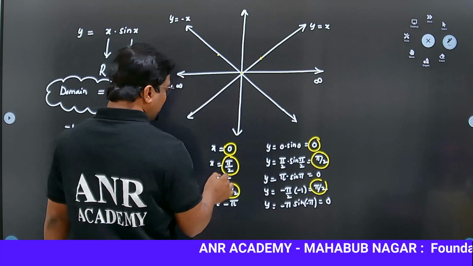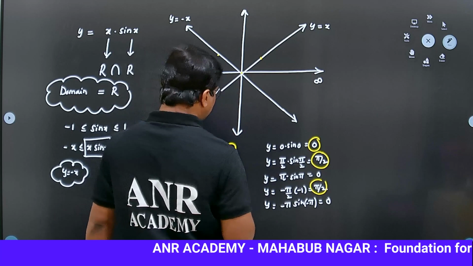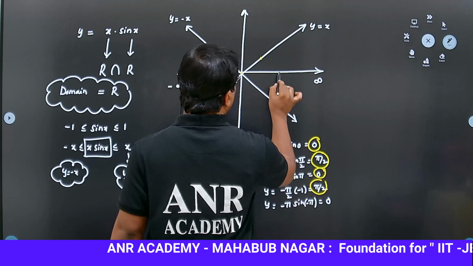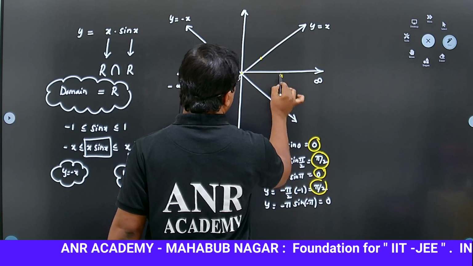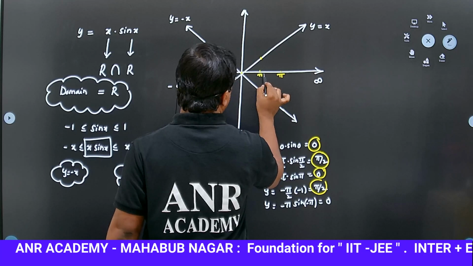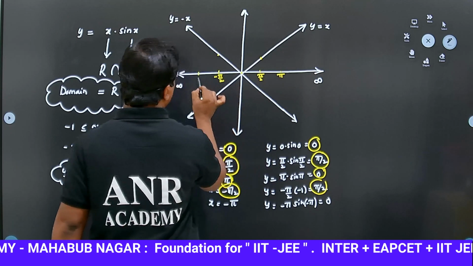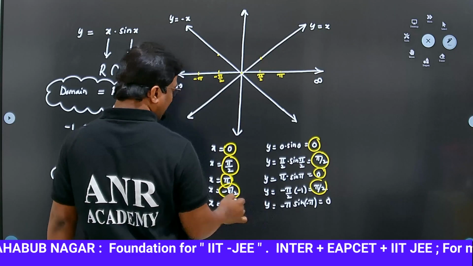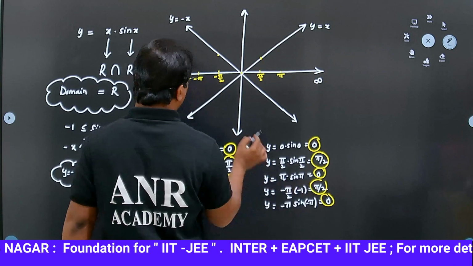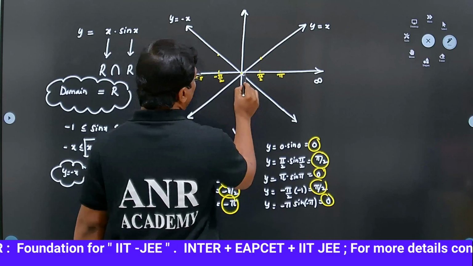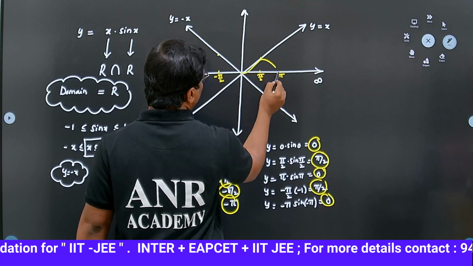Next, if you put x value pi, it is 0 again. Here, suppose it is (pi, 0), (pi by 2, pi by 2), the same. Here it is of minus pi by 2 and here it is of pi. For minus pi again it is 0. Joining these points, we get the graph in this way.